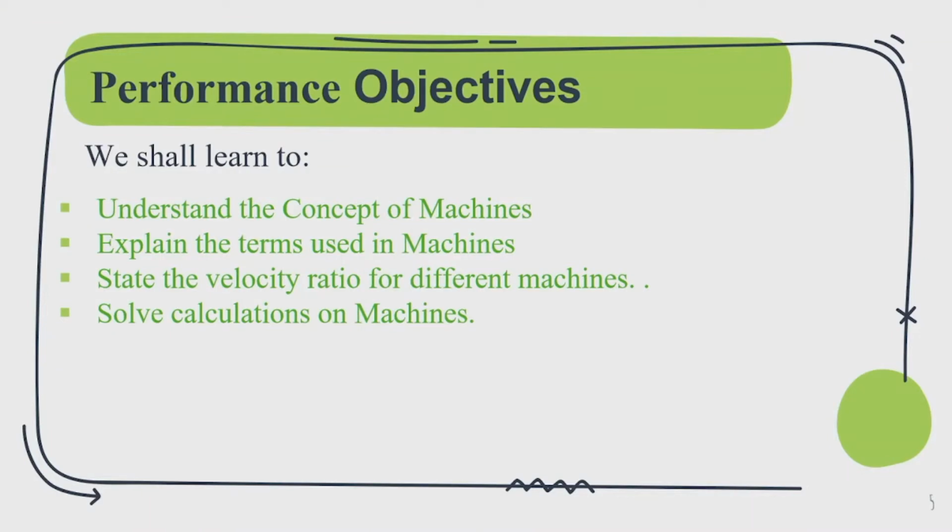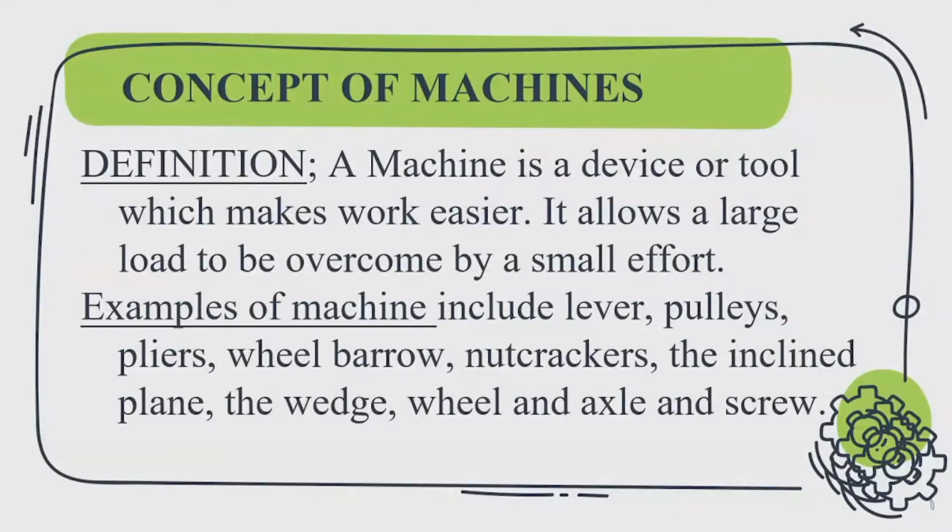As I said earlier, our topic today is calculation on machines, and the objectives for today's lesson are: one, we are going to understand the concept of machines. We will start with the definition, then we mention a few examples of machines, then we also state the uses of machines. Before we can do calculations on machines, we need to understand the terms used in machines. Then we state the velocity ratio for different machines, and then we proceed to taking more questions.